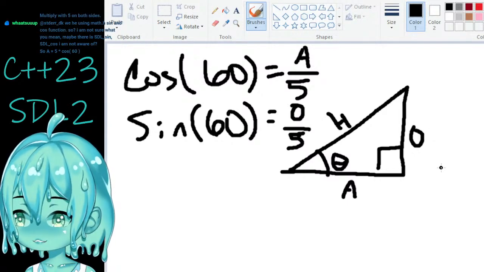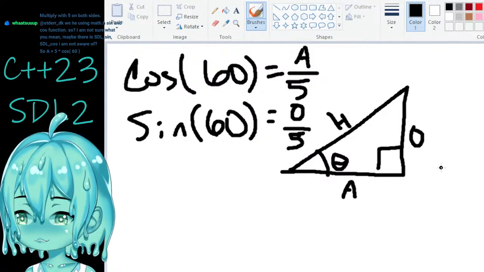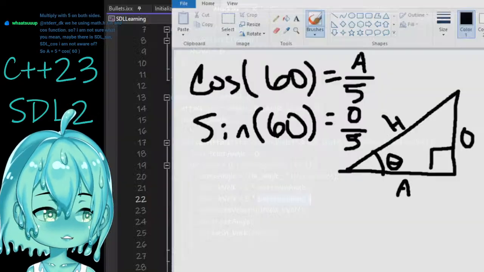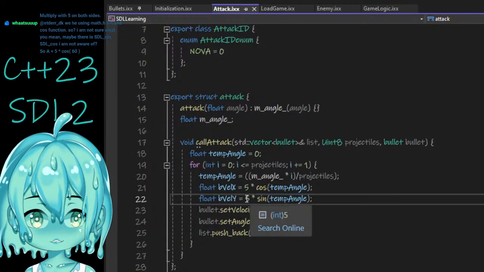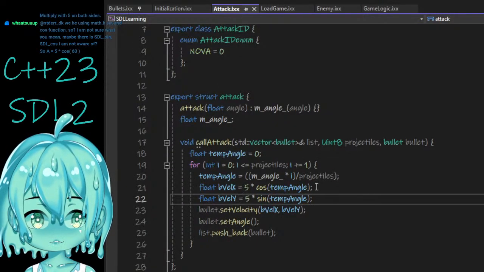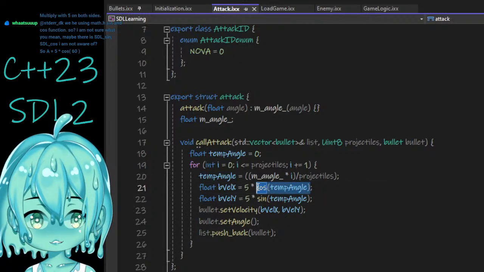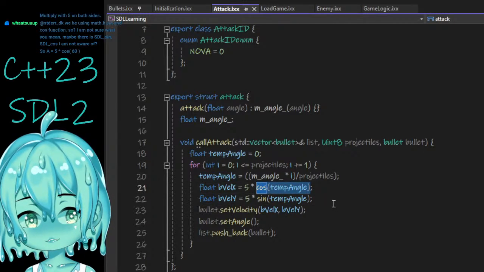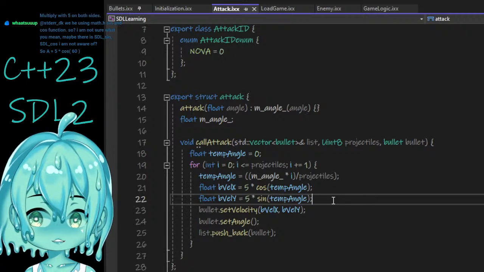Whatever the standard is. So A is equal to 5 times cosine. Oh. So this will solve... Oh, wait, I am doing this wrong.